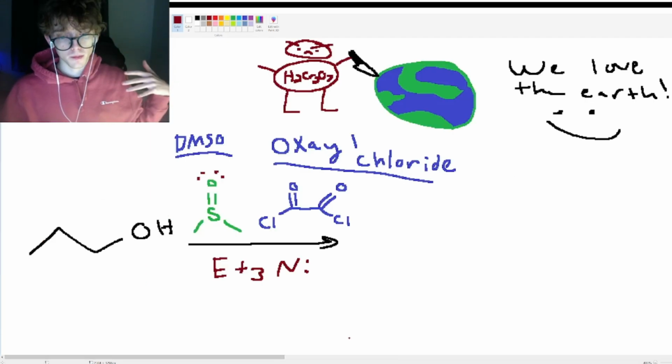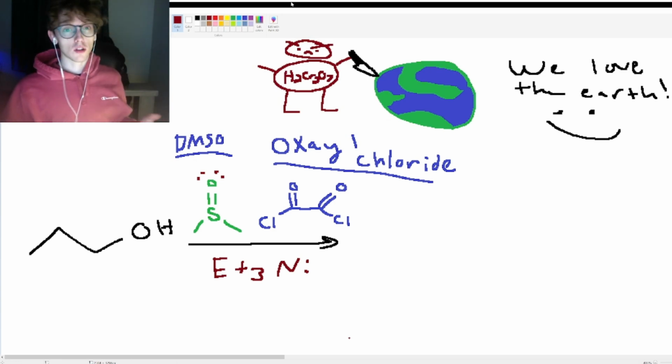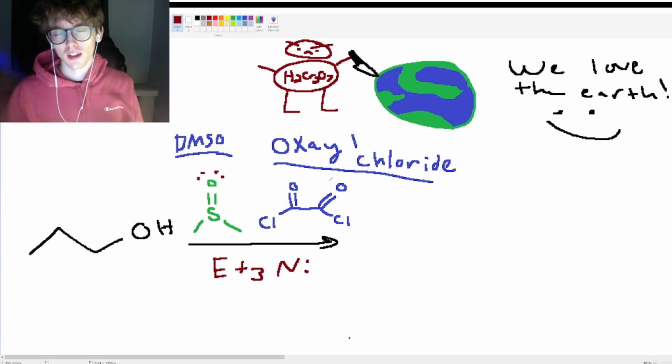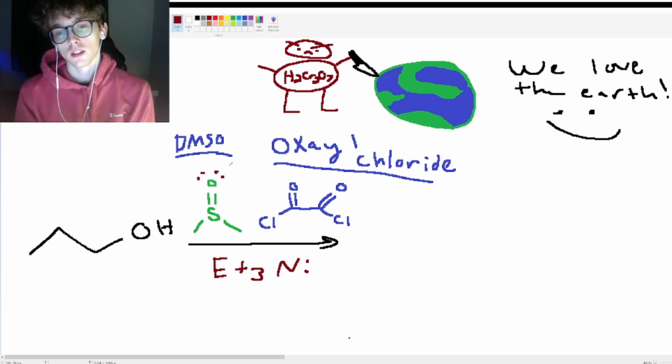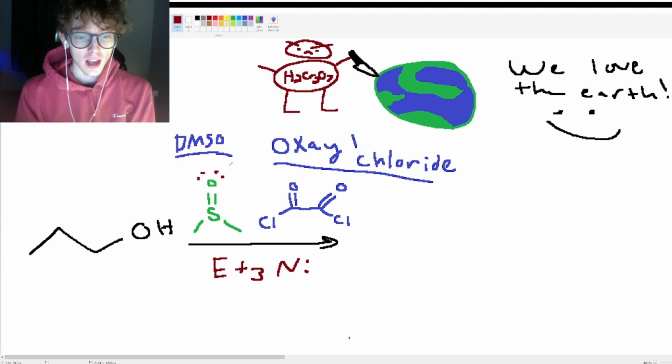Okay, so if you don't want to use PCC, which has harmful chromium reagents, very toxic, not good for the environment, you can use the Swern reagents, which is a mixture of DMSO, oxalyl chloride, can never say that right, and triethylamine.